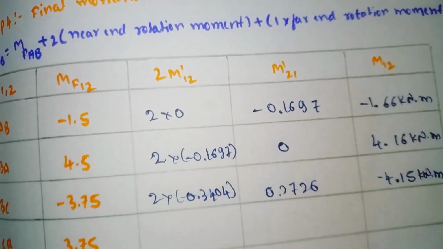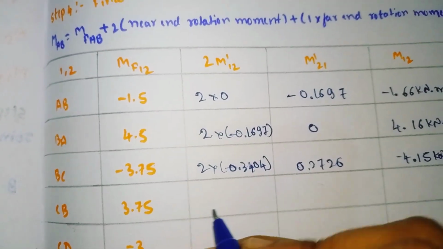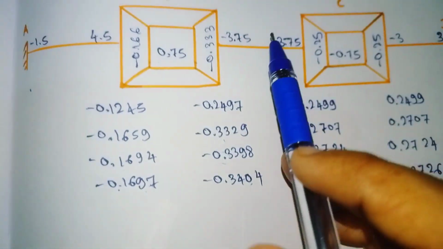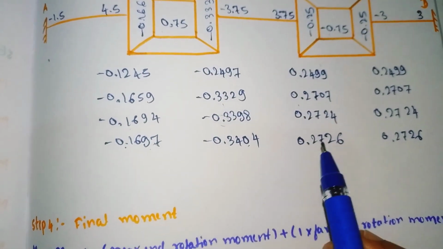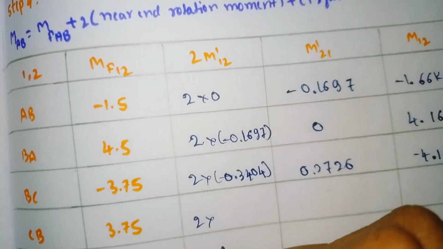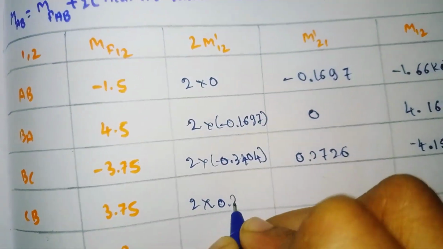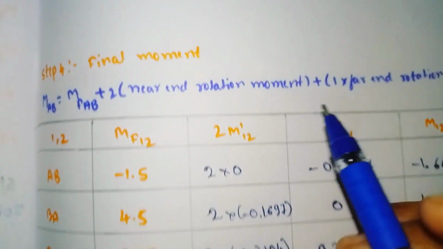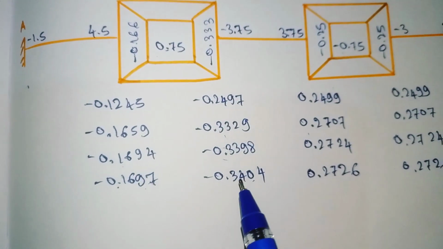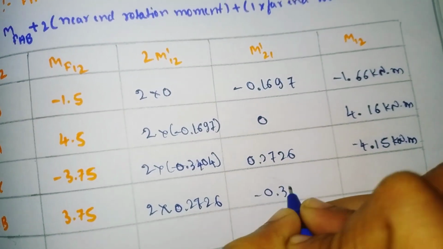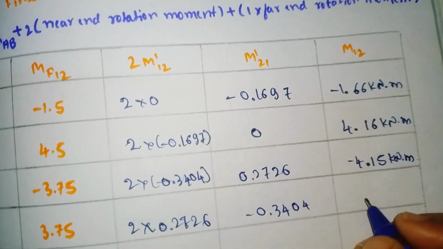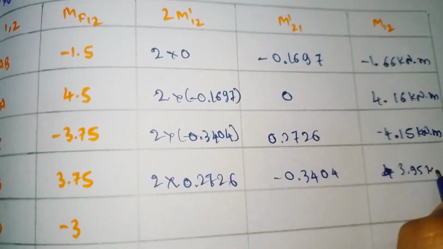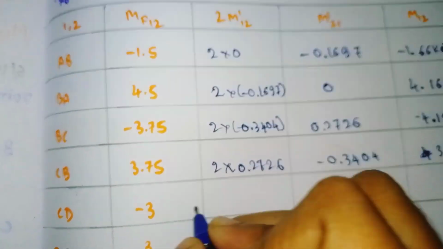Similarly for CB, this is the fixed end moment. 2 into rotation moment of CB, which we got was 0.2726, and rotation moment of BC we got was minus 0.3404. So add these three, it will come out as 3.95 kilonewton meter.